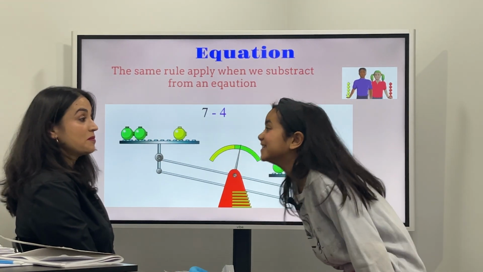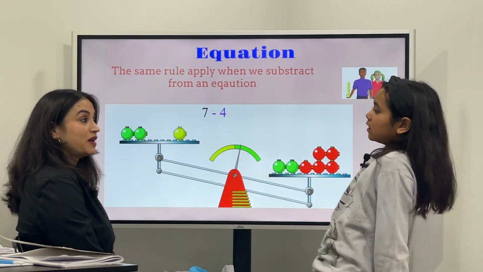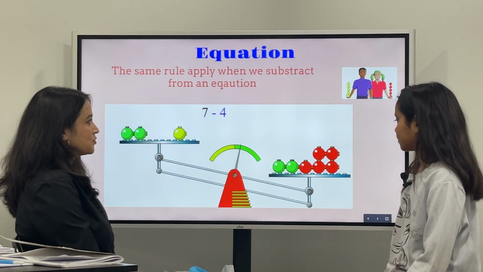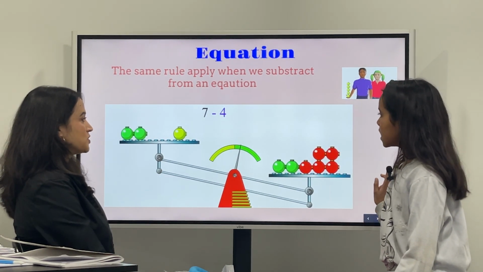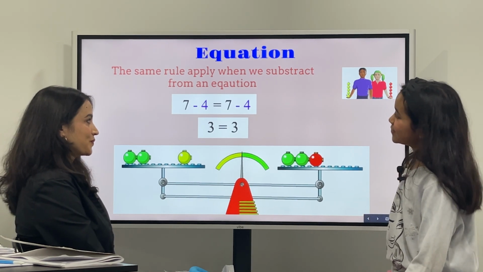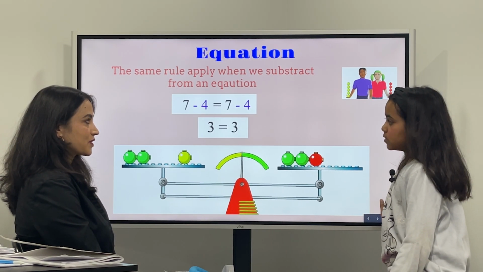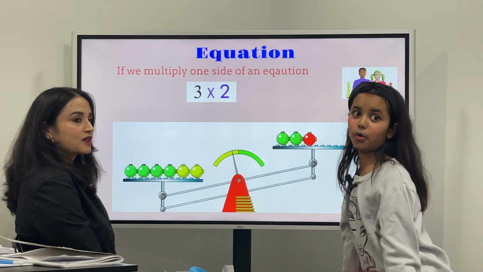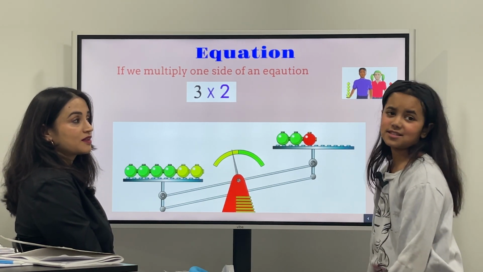It's the same as in the playground. Do you notice in the playground, like a seesaw? So to make both sides equal, what do we do? Now you do minus 4, which is 3 equal to 3. And then 3 times 2. Now we see that's 6.